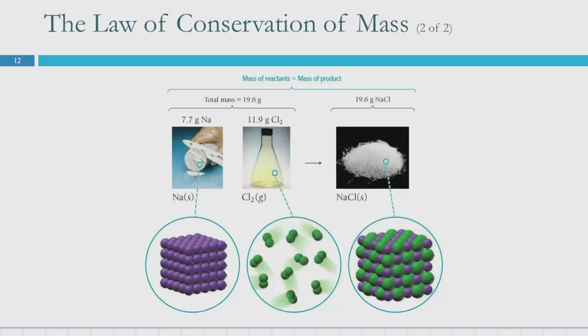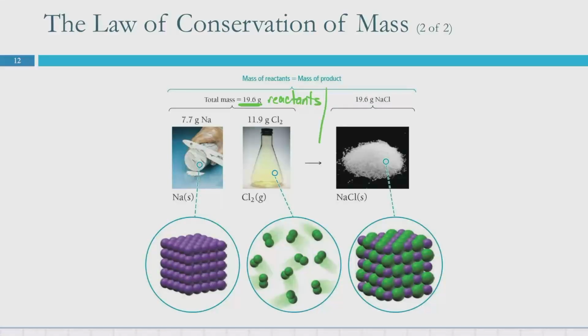As an example, one reaction that we can do: sodium comes as a solid. It's a metal. Chlorine gas, Cl2, is a gas. If you react these two together, it produces sodium chloride, which is table salt. So in this example, we've got 7.7 grams of sodium. We're reacting that with 11.9 grams of chlorine gas. So that gives us a total mass of our reactants, the things that react, of 19.6 grams. So that's before we do the reaction.